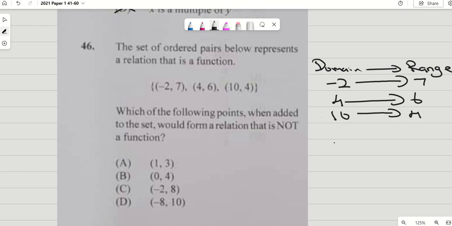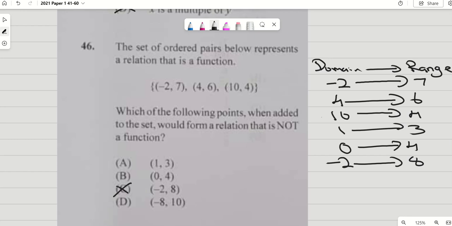Right? But if we look at this, yes, 1 can map onto 3. There's no reason why they didn't tell you. Right? 0 can map onto 4. But look at this negative 2. Can negative 2 map onto 8? No, because we already see that negative 2 is mapped onto 7. Right? So any pair that is the same would be not a function. So C is not your answer. Maybe it's not your answer. C is your answer. Right? That is how you would get this.